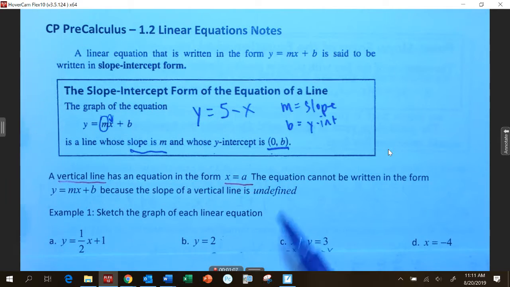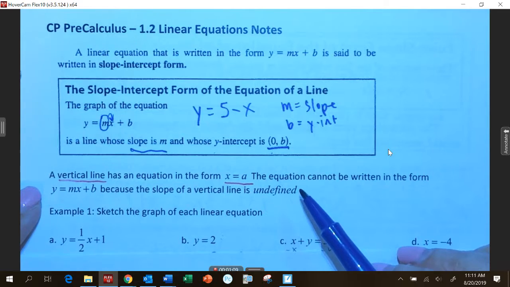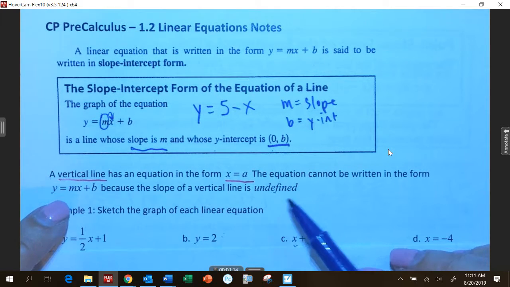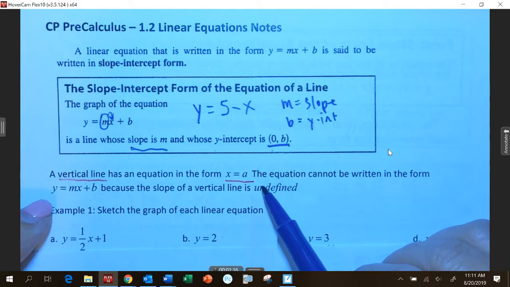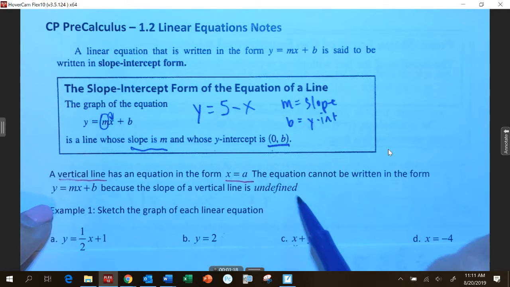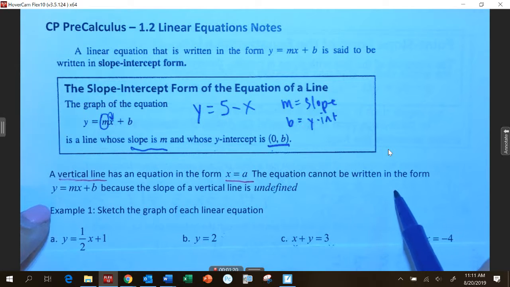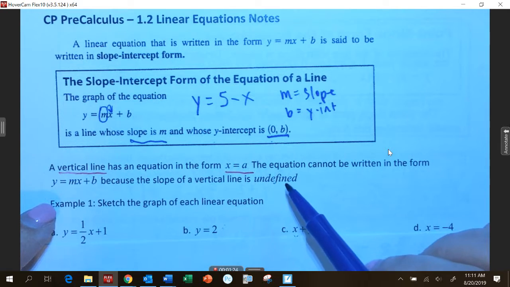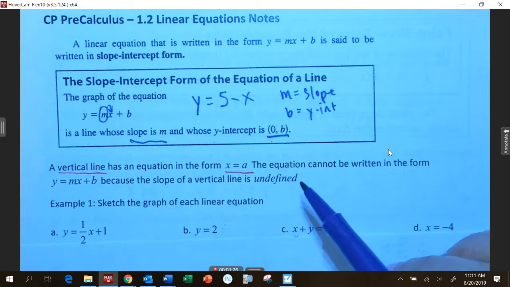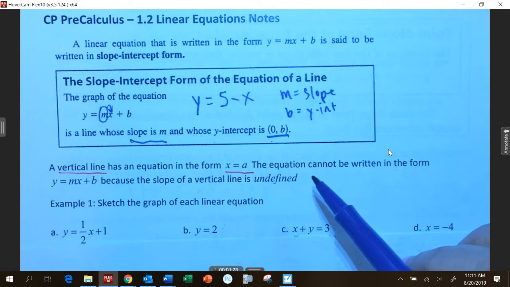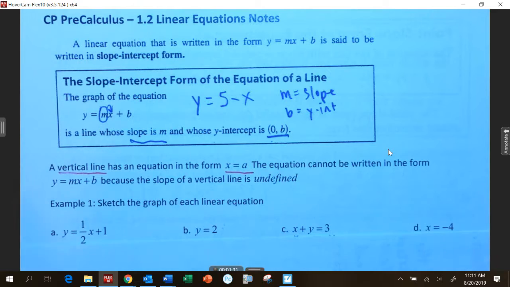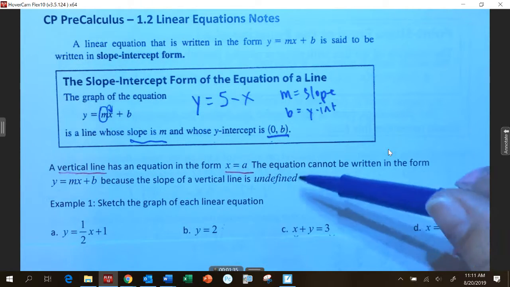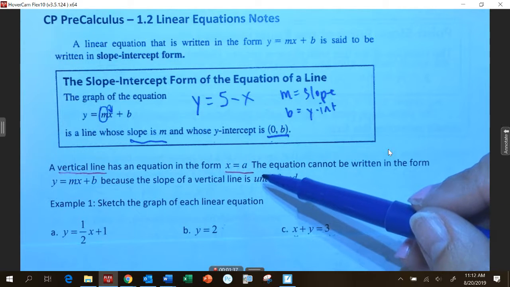Now there's a second part right here. This is an exception. The vertical line has an equation in the form of x equals a, vertical line up and down. The equation cannot be written in the form y equals mx plus b because the slope of a vertical line is undefined. There is no slope for a vertical line, so we can't write it in slope-intercept form. So that's kind of an exception. If it's a vertical line, it has a different kind of equation.